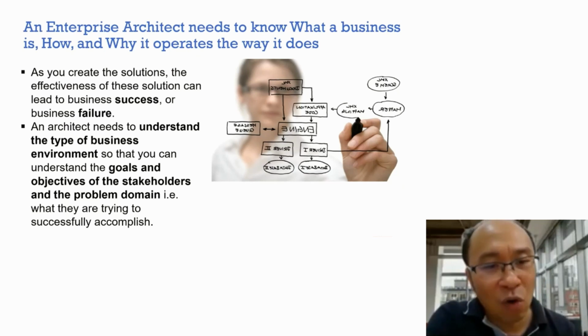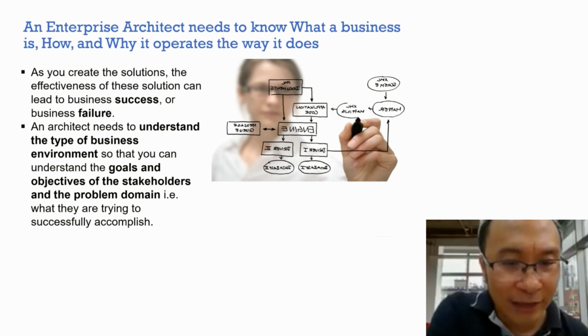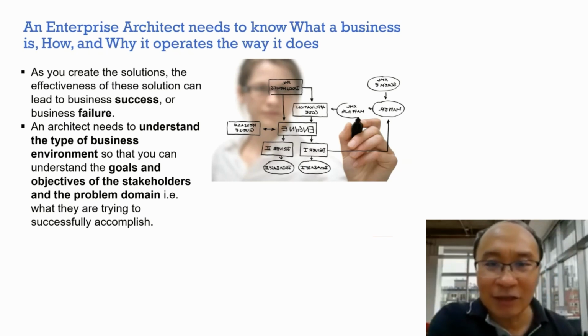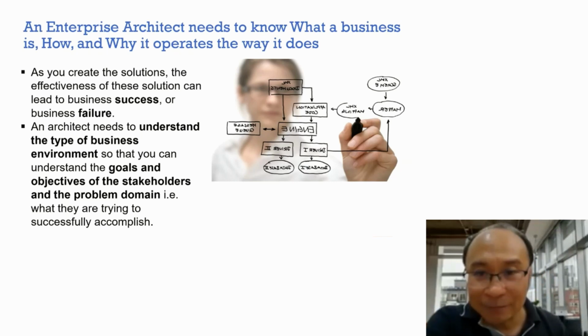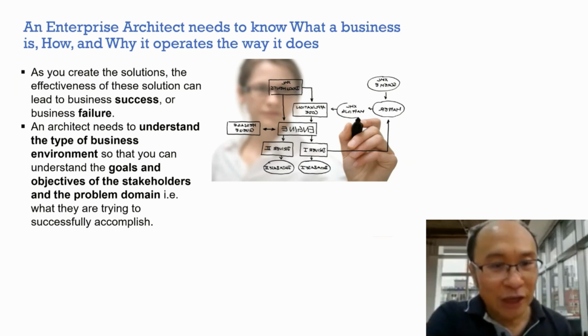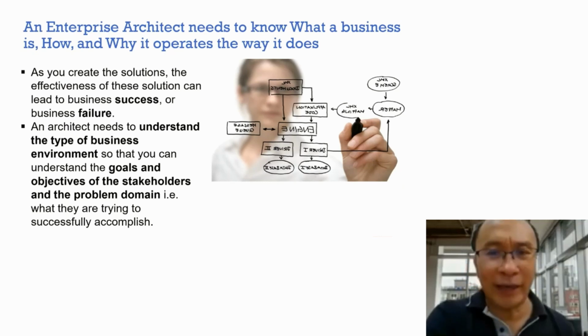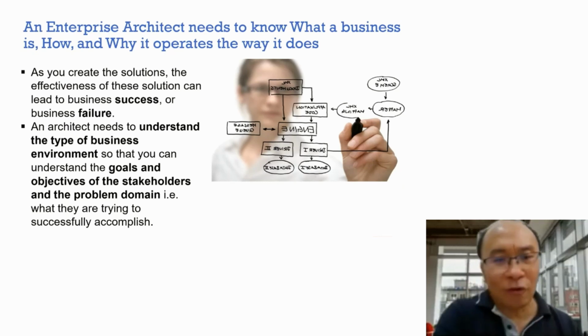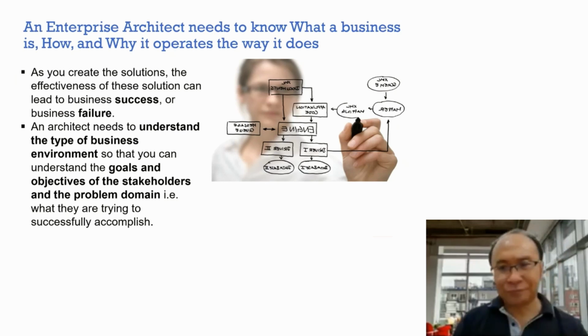And you need to understand the goals and objectives of the key stakeholders and the problem domain. So basically, key stakeholders are all the leadership team in your organization. You need to start understanding what they are actually concerned about. What makes them unable to sleep at night? How can I help them? This is the mandate for every architect to be successful.